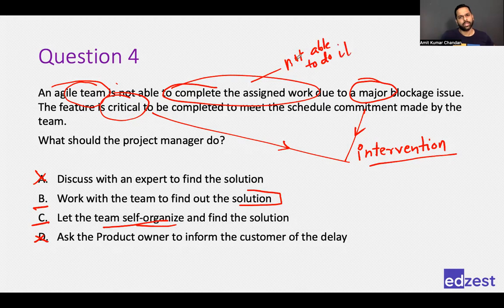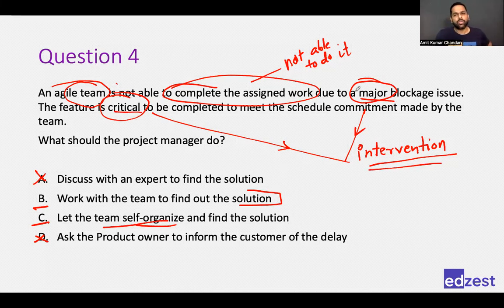Okay. Anyone else? Any other thing that you have spotted that tells you B is better than C, or something that tells you C can be eliminated? Okay, both the points are valid, absolutely valid. It says that the agile team is not able to complete the work, and if the team is not able to complete the work, it probably means your intervention is required. Second, it is talking about a major blockage issue and critical to be completed, so probably this also is talking about your intervention.